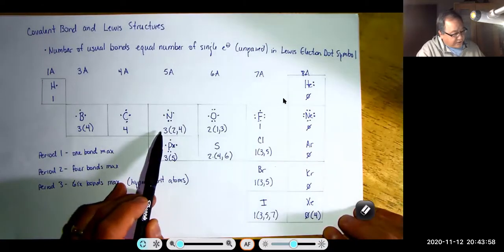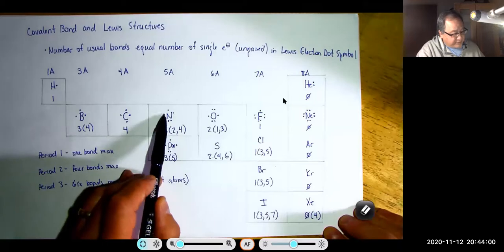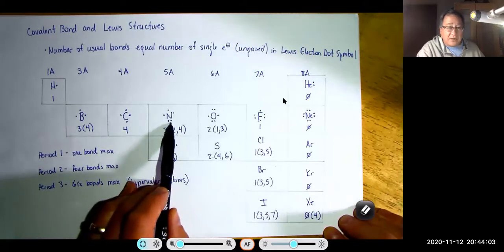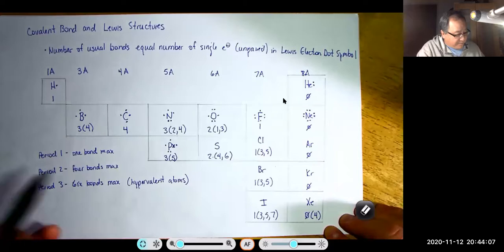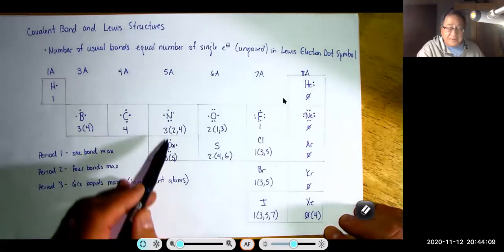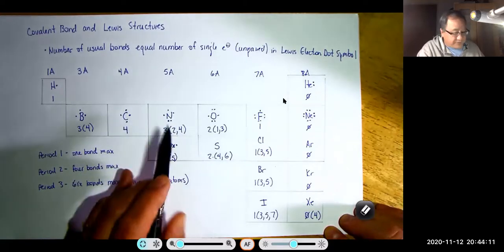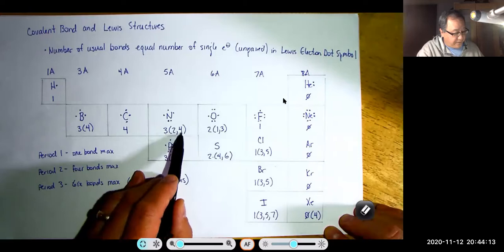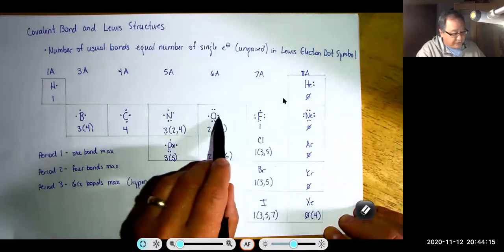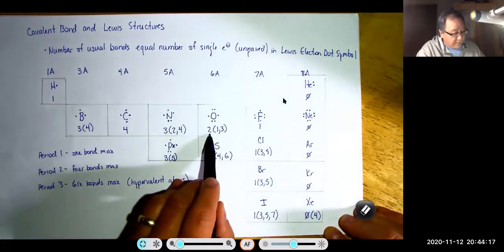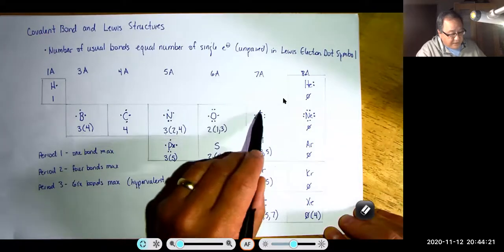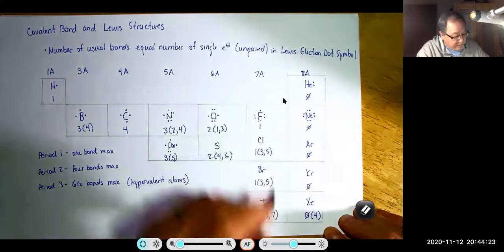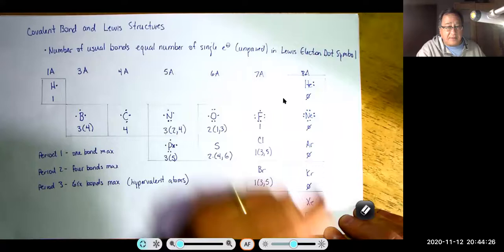Now, nitrogen has 3 singles and 1 pair. The pair can't really make a bond to another atom, but these 3 can, so normally this makes 3 bonds, but it does have exceptions of 2 or 4. Oxygen with only 2 singles makes 2 bonds normally, but it could make 1 or 3. And fluorine has 1 valence electron, so it normally makes 1 covalent bond.